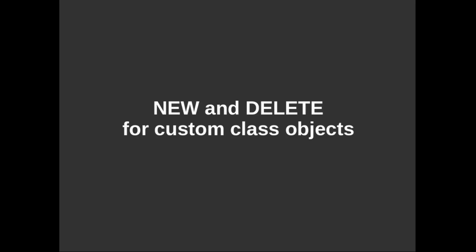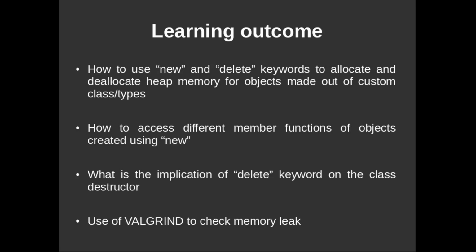Hello friends, welcome back. In today's video, we'll be discussing how to use new and delete keywords for custom class objects. Previously, we discussed how to create variables on heap memory. For that, we learned how to use new and delete keywords. To be more specific, the new keyword was used to create a variable on heap memory, and then we use the delete keyword to free the memory allocated by the new keyword.